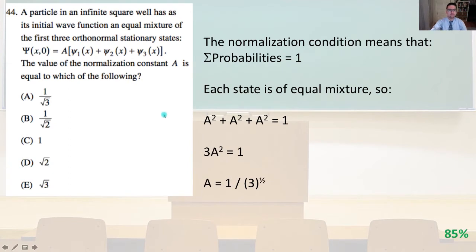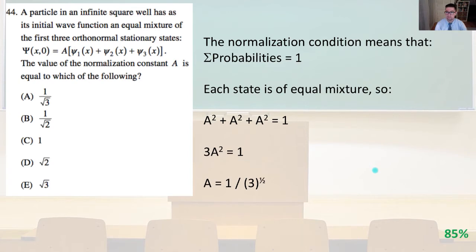44. A particle in an infinite square well has its initial wave function an equal mixture of the first three orthonormal stationary states. Psi of x at 0 equals the normalization constant A times psi 1 of x plus psi 2 of x plus psi 3 of x. The value of the normalization constant A is equal to which of the following?